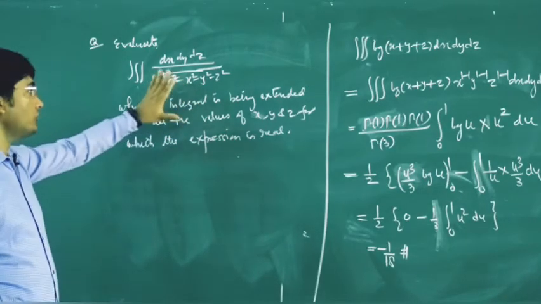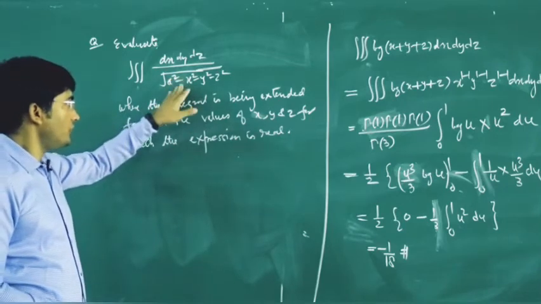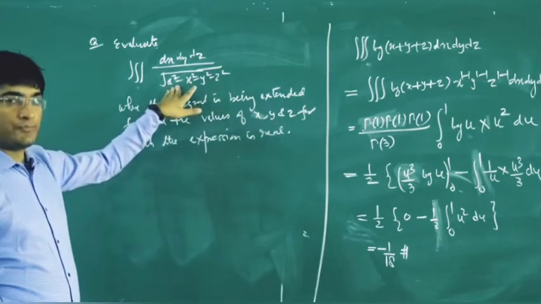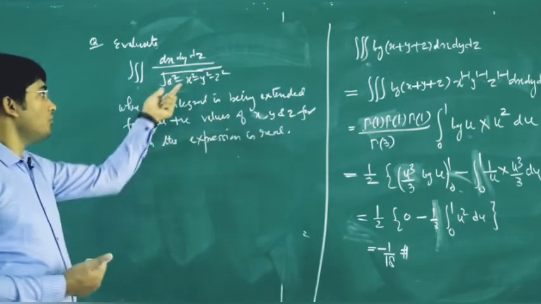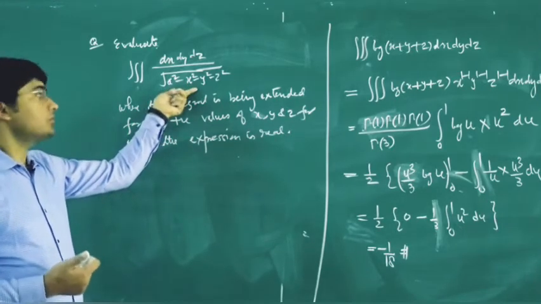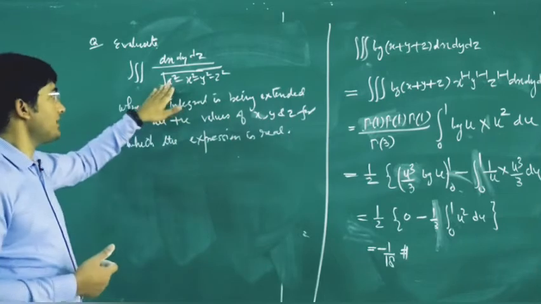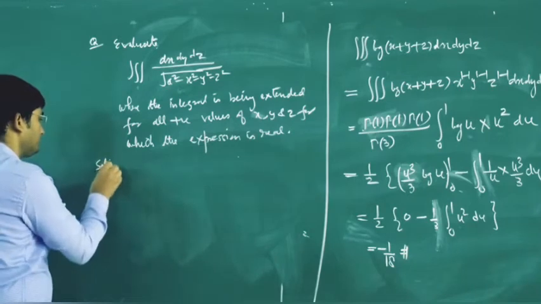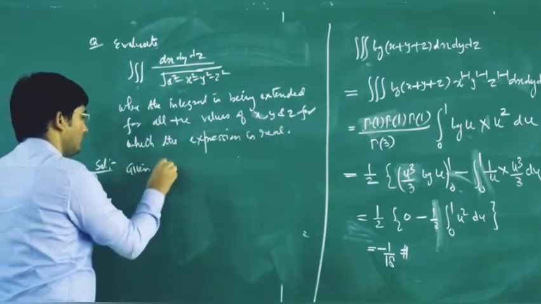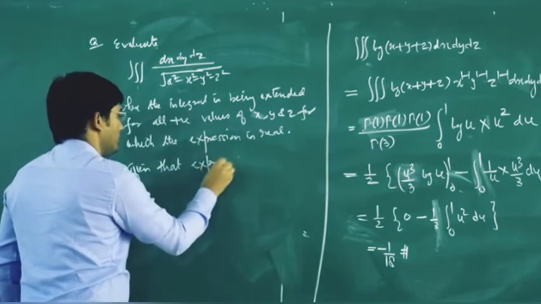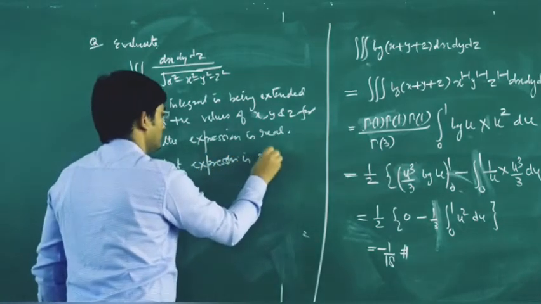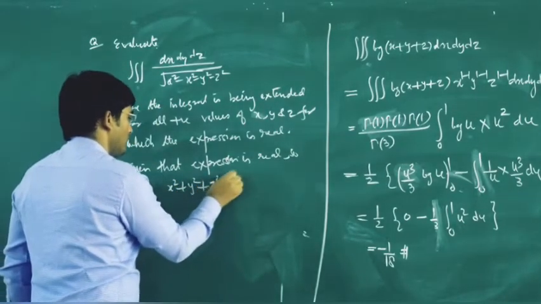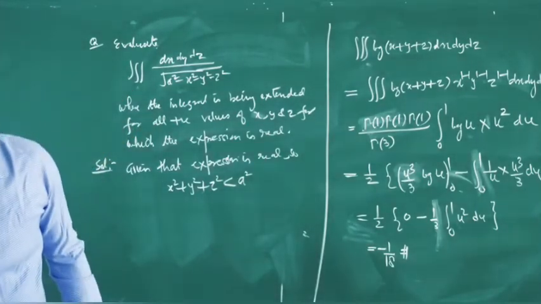Now this expression will be real if the sum of x square plus y square plus z square is less than a square. If the sum is greater than a square, then we will have minus square root of some negative number, and that will give you the imaginary part. So as the expression is real, our x square plus y square plus z square should be less than a square.